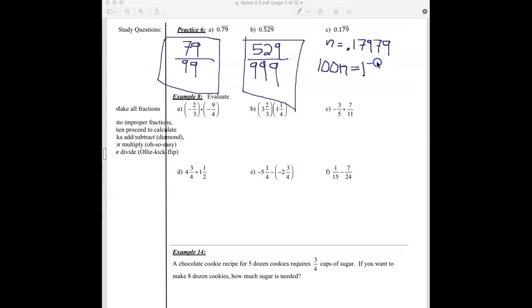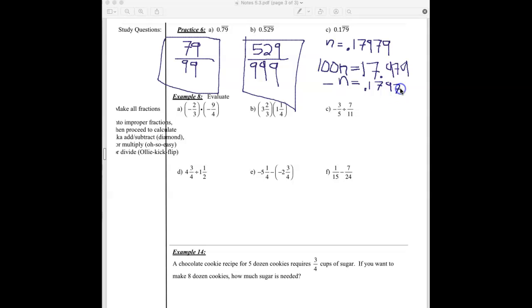So this will become 17.979 if I multiply by 100. And then the next step says subtract this equation from this one. So basically it's going to be minus the equation that says n equals 0.17979, and since this process is already tedious, I would use a calculator for this part because I don't want to make a mistake on the arithmetic.